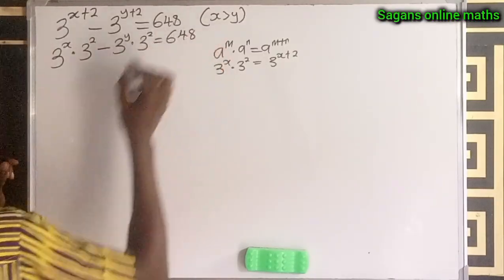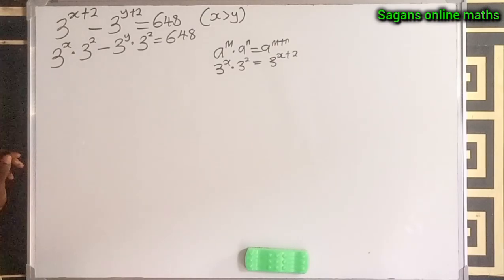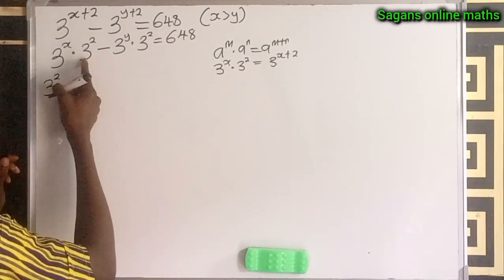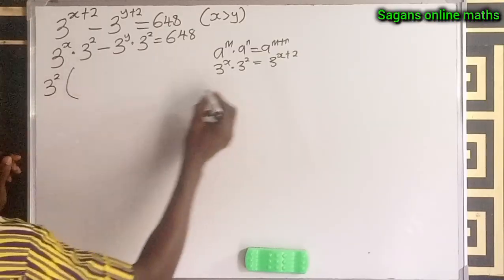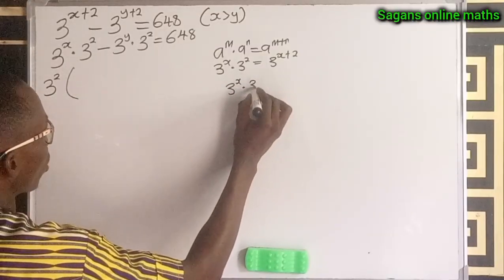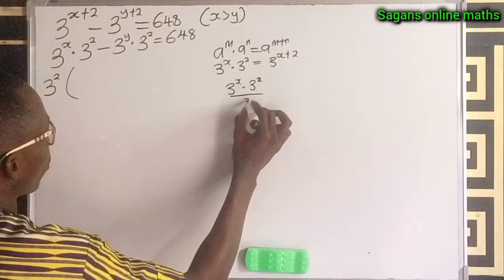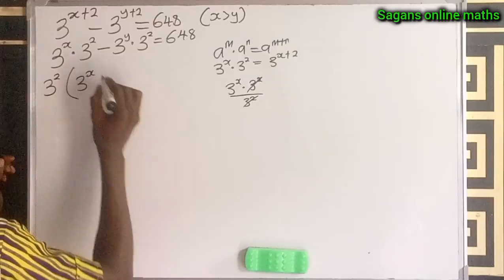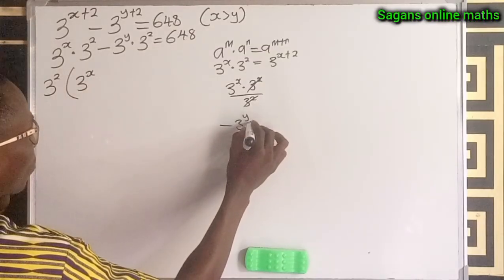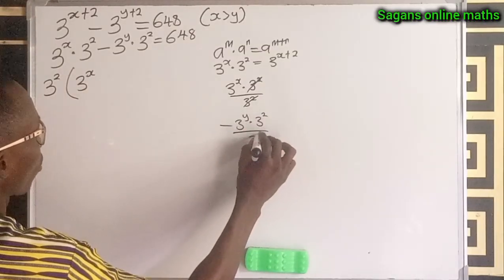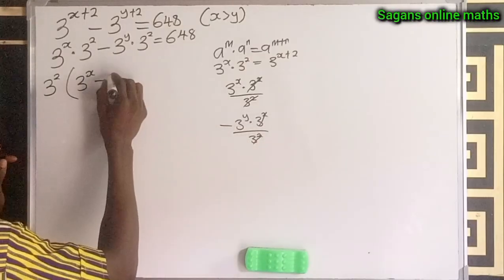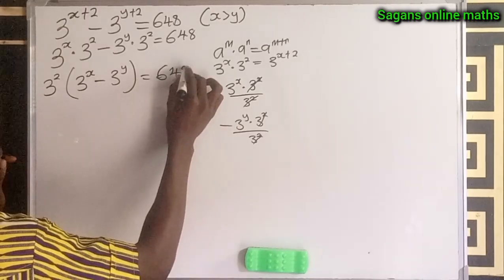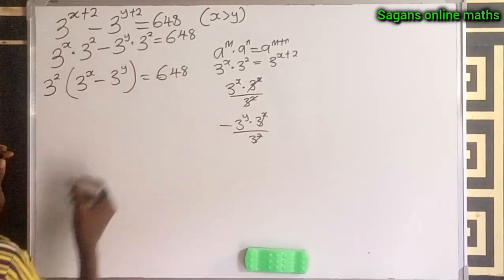I can see that something is common. What is common? 3^2 is common, as you can see, because we're having it here, we're also having it here. If I divide 3^x multiplied by 3^2 by 3^2, this cancels out this, I'm left with 3^x. If I have minus 3^y multiplied by 3^2 divided by 3^2, this cancels out this, I'm left with minus 3^y. Everything is equal to 648.